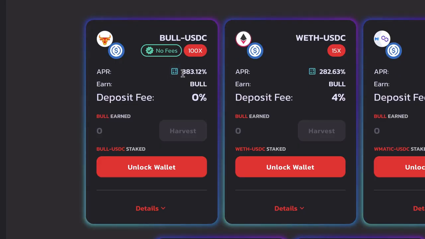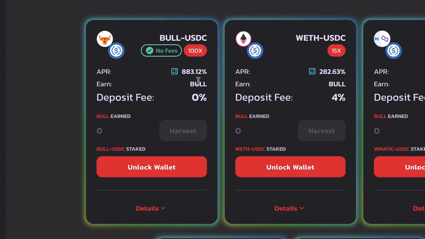And if you keep doing that every day, it can grow significantly. Compounding is a massive tool. So whenever you see APR, it means without the effect of compounding. Now look, you see 883% in a year.